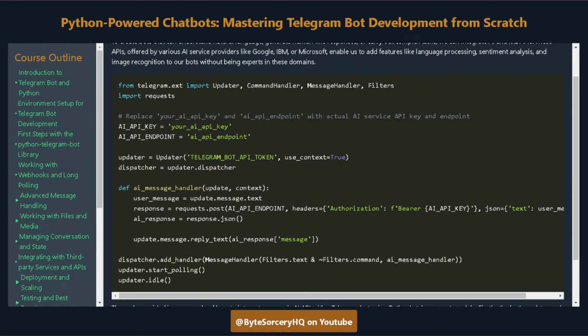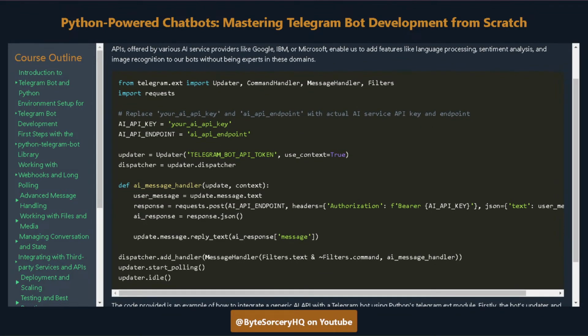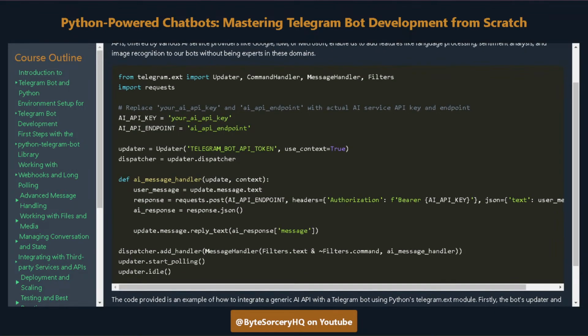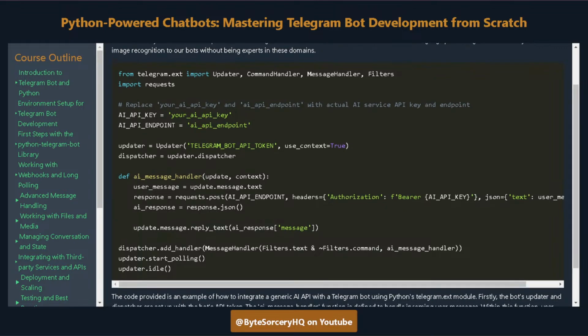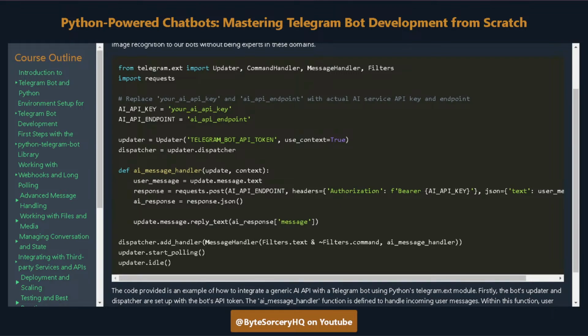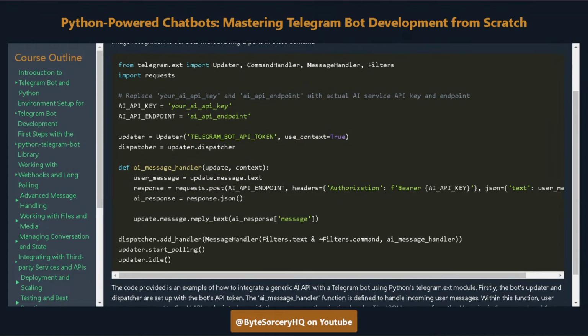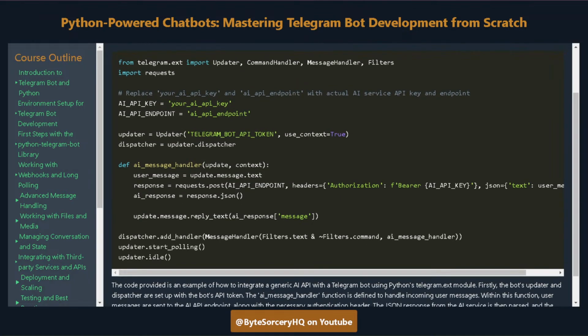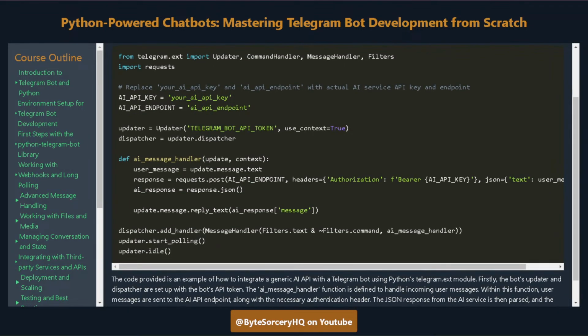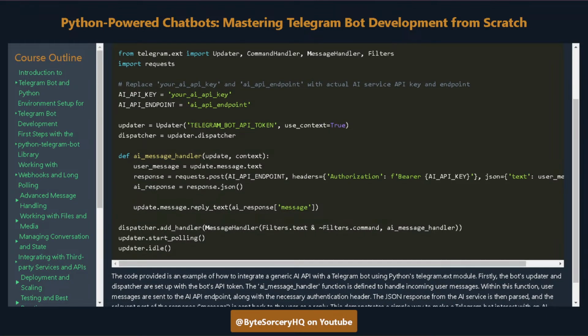The code provided is an example of how to integrate a generic AI API with a Telegram bot using Python's telegram.ext module. Firstly, the bot's updater and dispatcher are set up with the bot's API token. The AI message handler function is defined to handle incoming user messages. Within this function, user messages are sent to the AI API endpoint, along with the necessary authentication header.